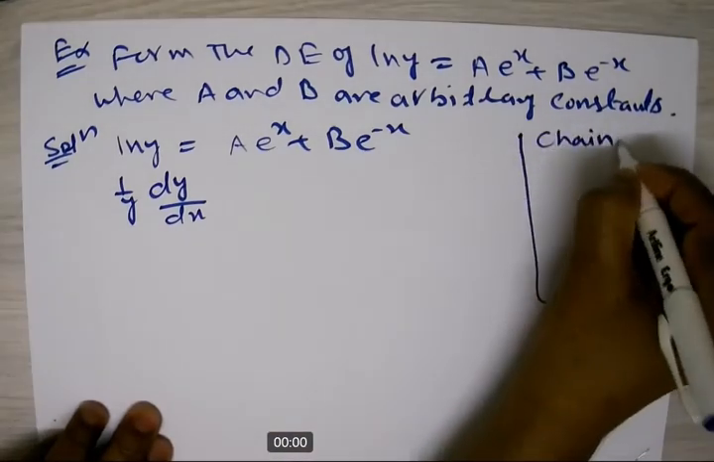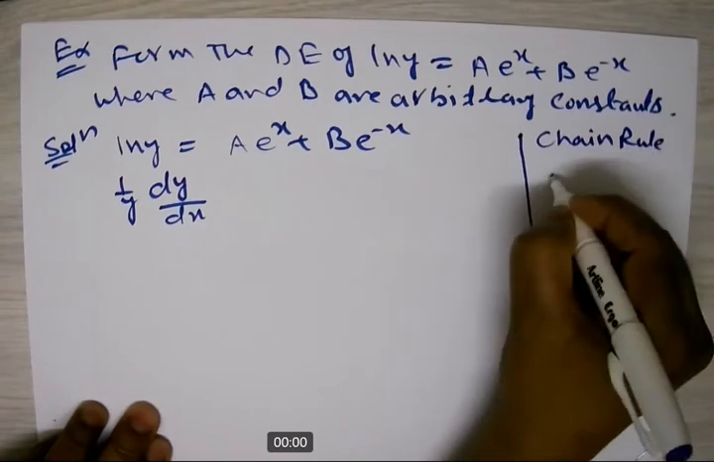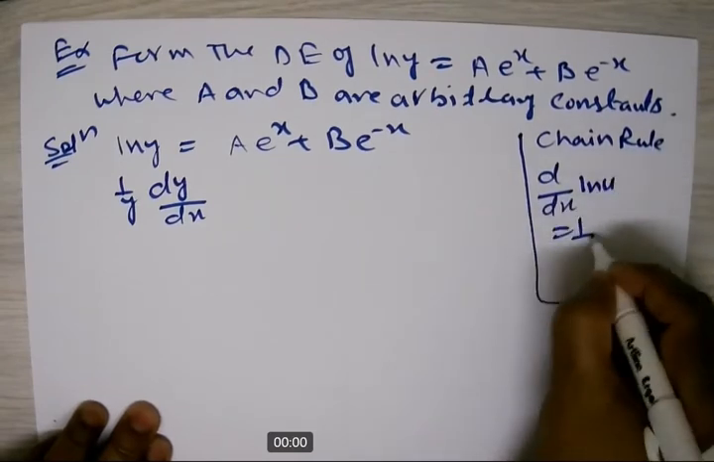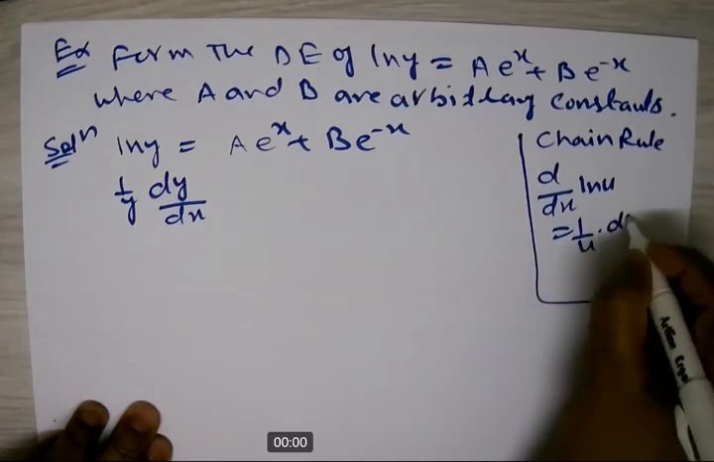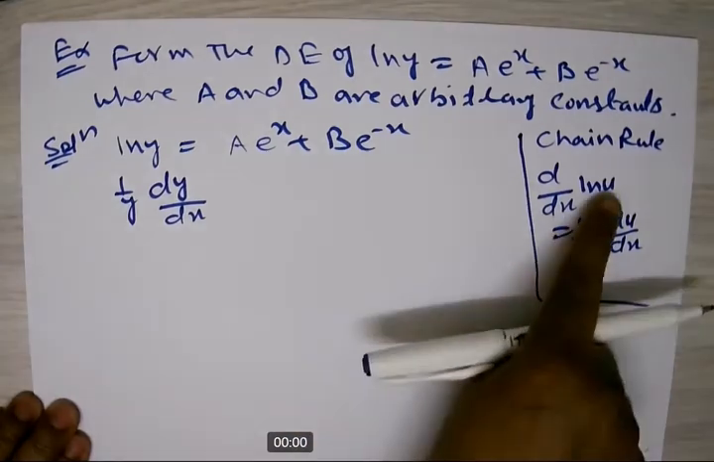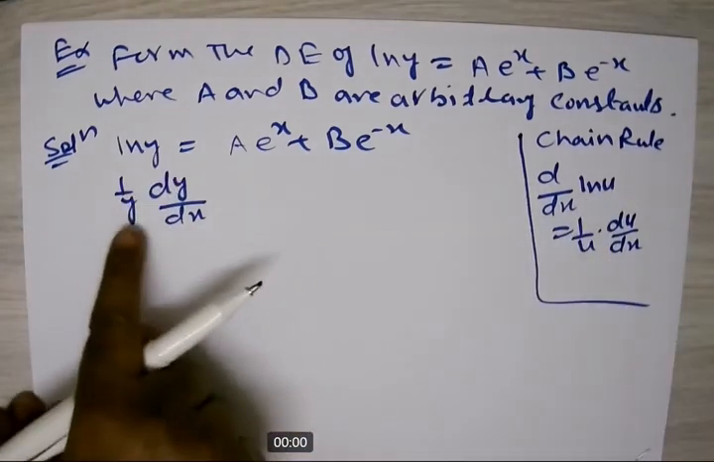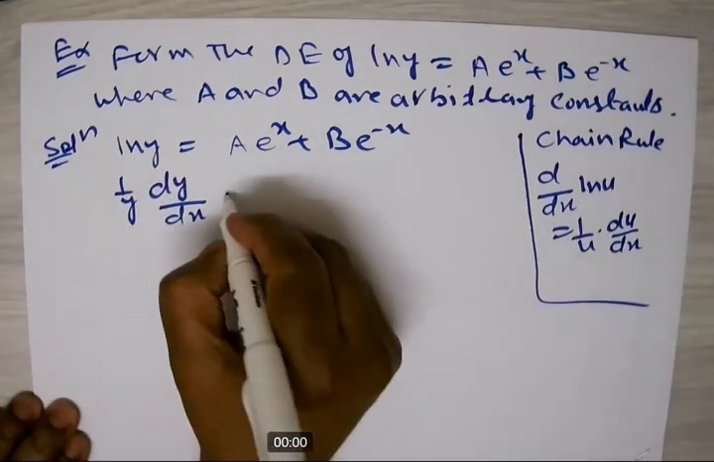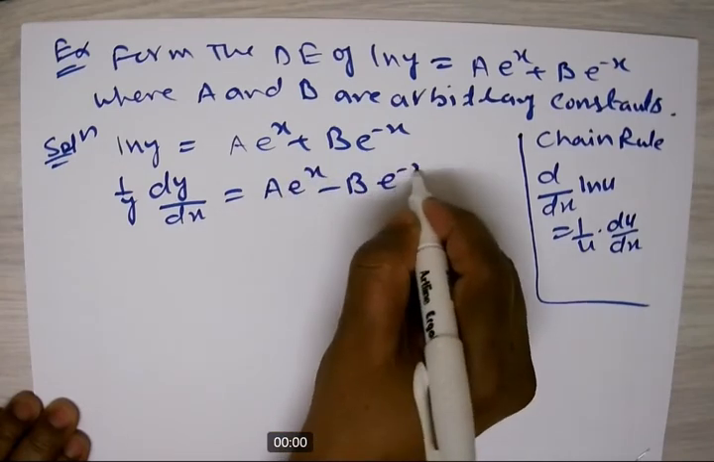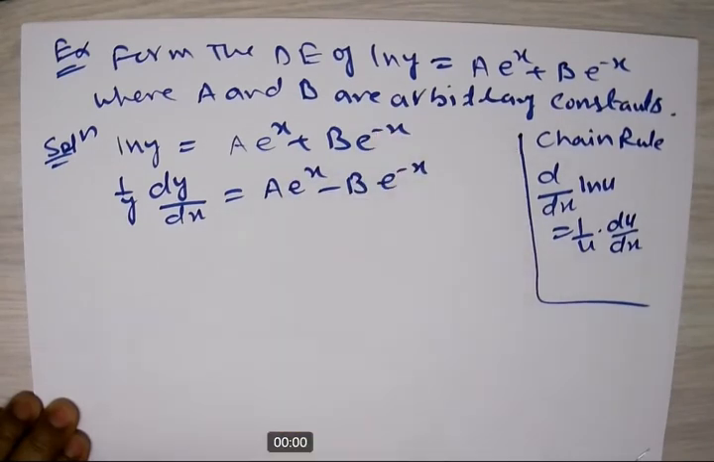Chain rule means d/dx of ln u is 1 divided by u into du/dx. du/dx means, see that one, ln u, u means here y. 1/y into dy/dx equal to A eˣ − B e⁻ˣ, because derivative of this one is minus.